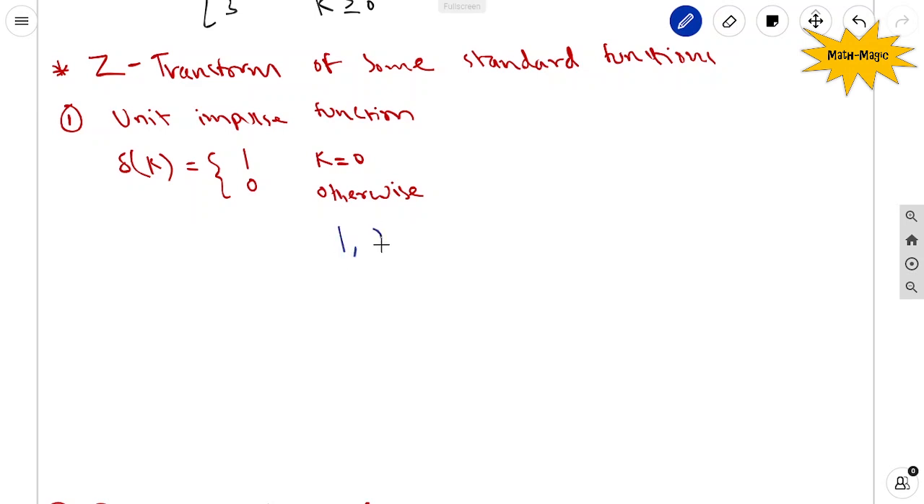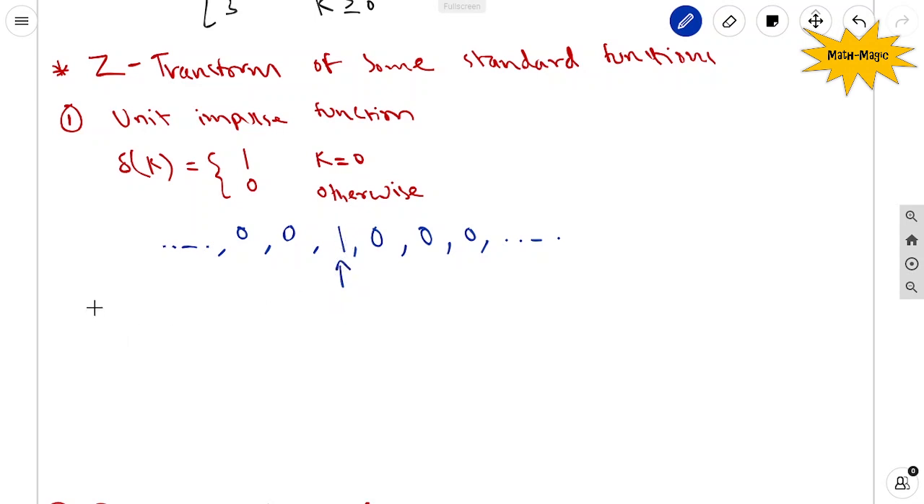Now for k equals 1, the answer will be 0. For k equals 2, the answer will be 0. Then for 3, again it's 0. And for minus 1, it's 0. For minus 2, it's 0 and so on. So let's just mark the 0th position element. So delta of 0 is 1.